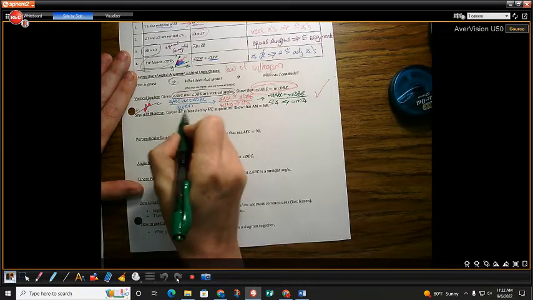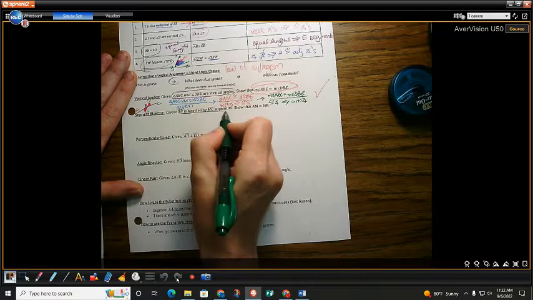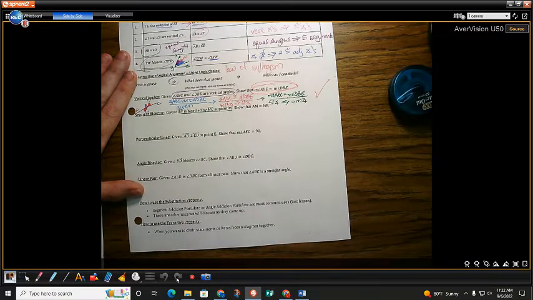So, this first one, given AB is bisected by MC at point M. Sketch it.